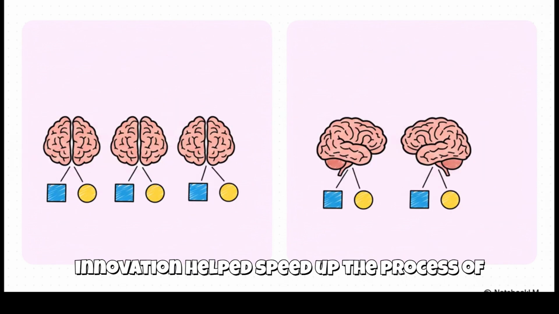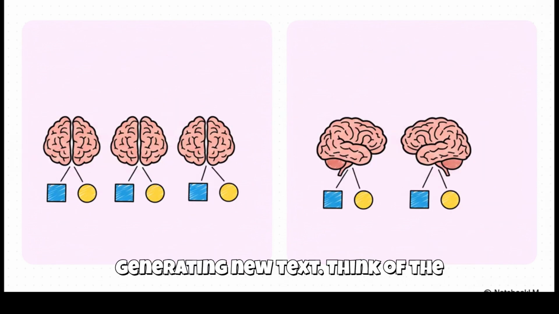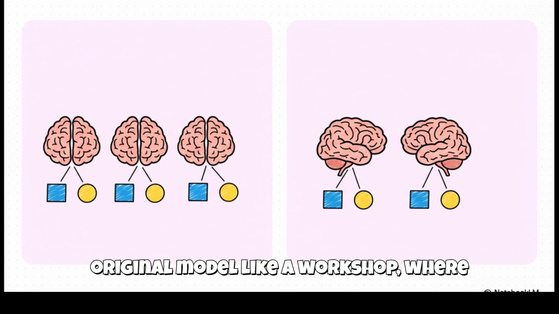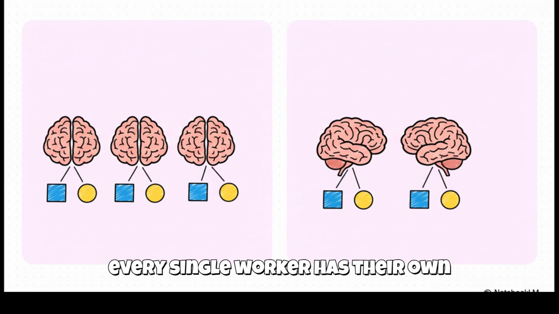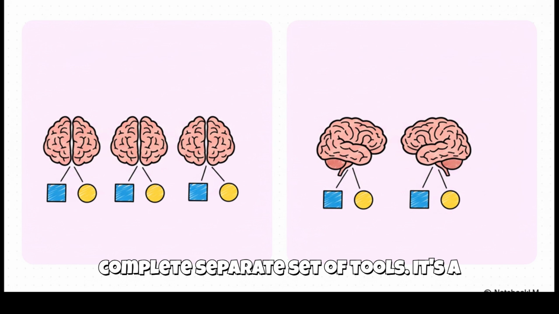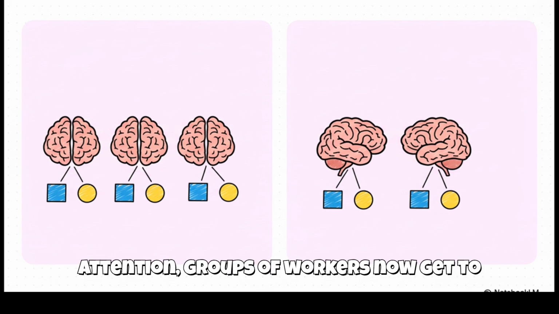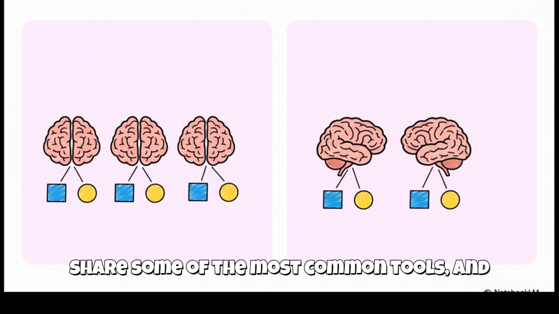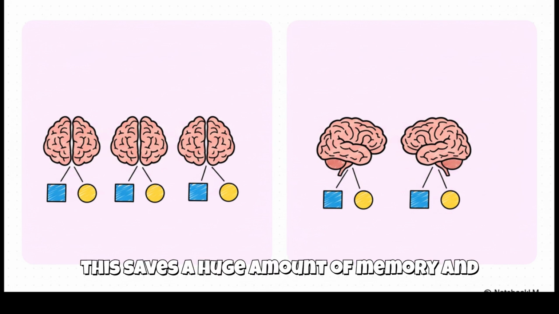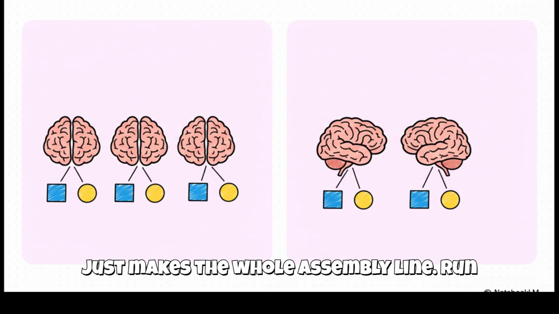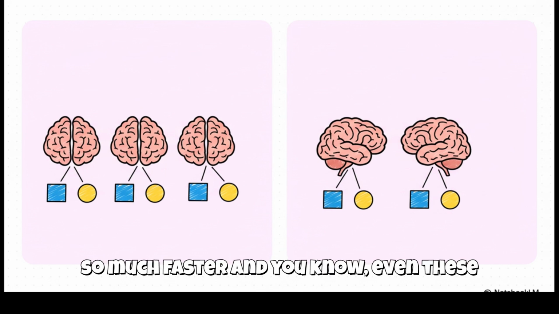Another really clever innovation helped speed up the process of generating new text. Think of the original model like a workshop, where every single worker has their own complete, separate set of tools. It's a lot of overhead. But with grouped query attention, groups of workers now get to share some of the most common tools. And this saves a huge amount of memory and just makes the whole assembly line run so much faster.